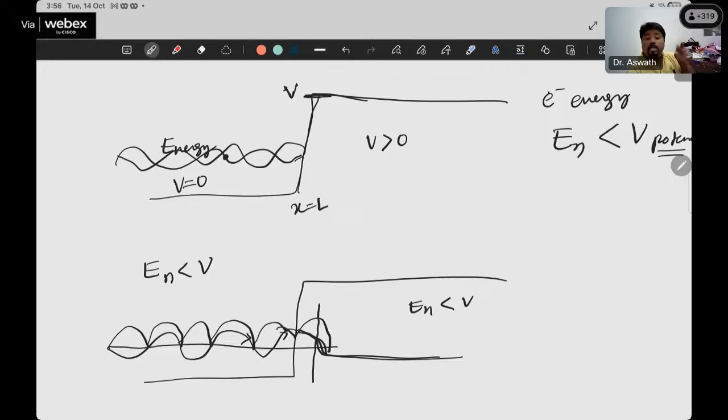So this is called tunneling through, or punching through, some location where even though the electron energy is much lower, it is still able to go into that material. This is called tunneling. This is possible only because electrons behave like waves.